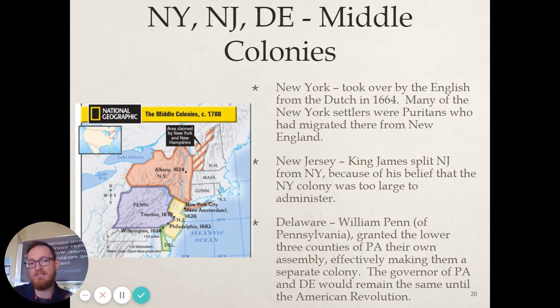Delaware, William Penn, the same William Penn we just talked about, he was granted the lower 3 counties of Pennsylvania. He ended up granting them their own assembly, which effectively made them their own colony. And you're going to see that the governor of Pennsylvania and Delaware would actually be the same until the American Revolution, until Delaware would become its own. So if you ever wondered, looking at that little area there, how did it become a state? Well, it originally had been part of Pennsylvania.